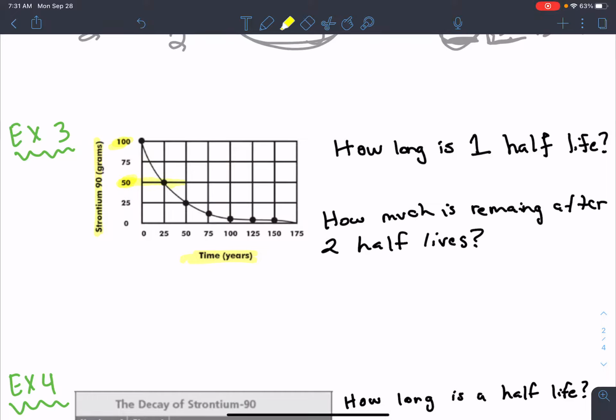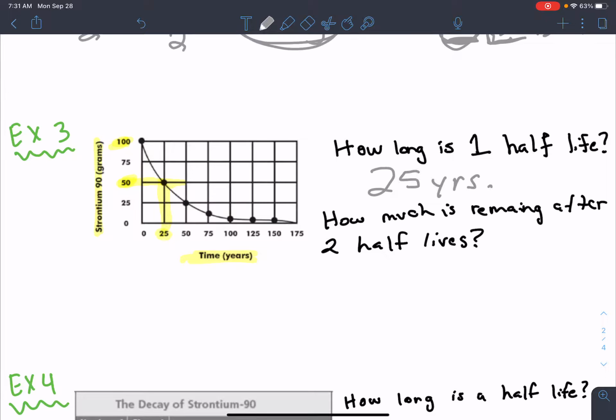They're also nice on these graphs. They put it in with dots, so it's really nice. So then that will be our first half-life. So this first question is saying, how long is one half-life? So if we look, we see from 100 to 50, if we go down, you see how that's 25 years. So this first half-life, or one half-life, is 25 years.